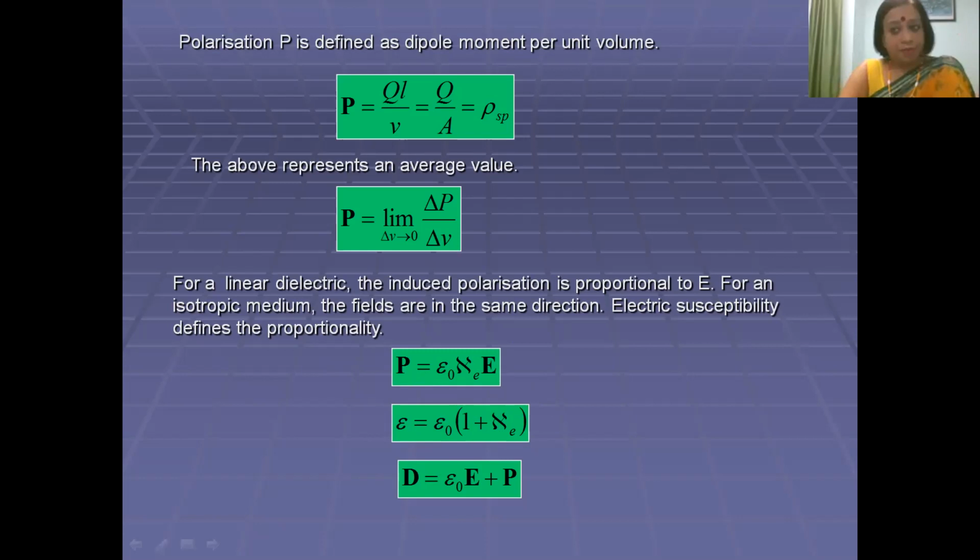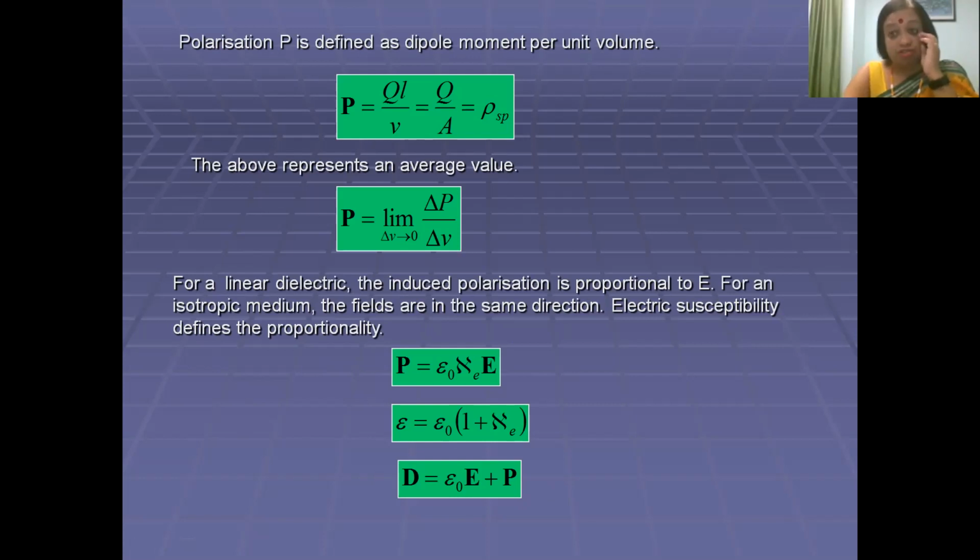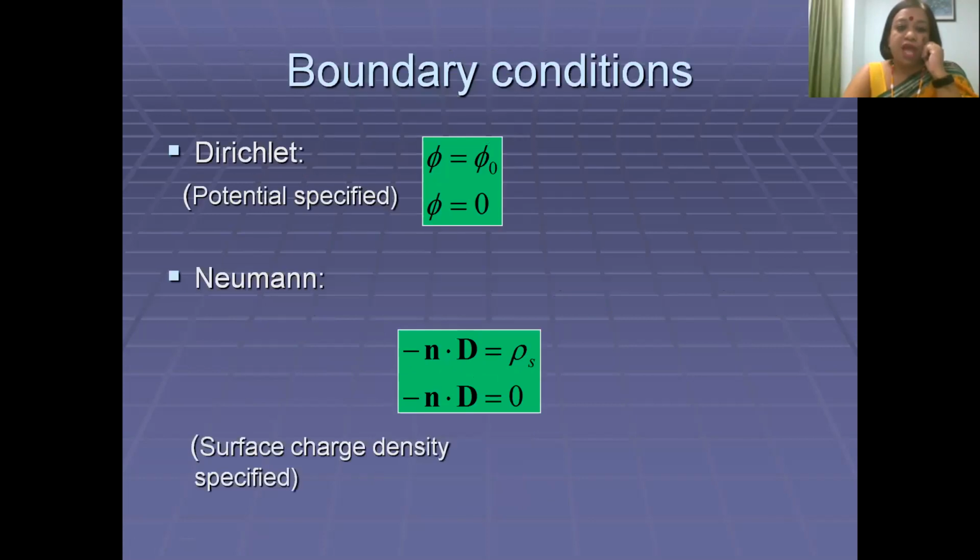So therefore, the important thing is that we can write this relationship D is equal to epsilon naught E plus P. D, E, and P are vectors all in the same direction, and epsilon naught is the permittivity of free space. So this is a relationship that we often use. This is called a constitutive relationship. And then you have the boundary condition.